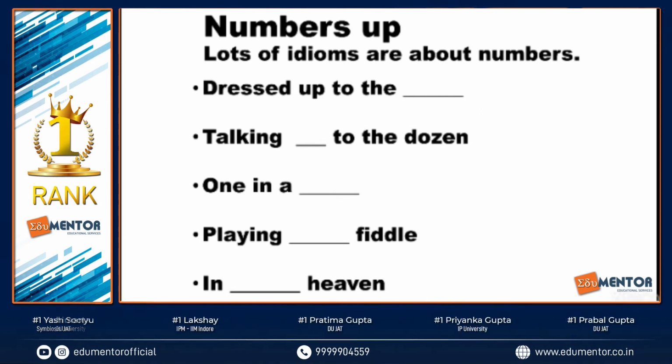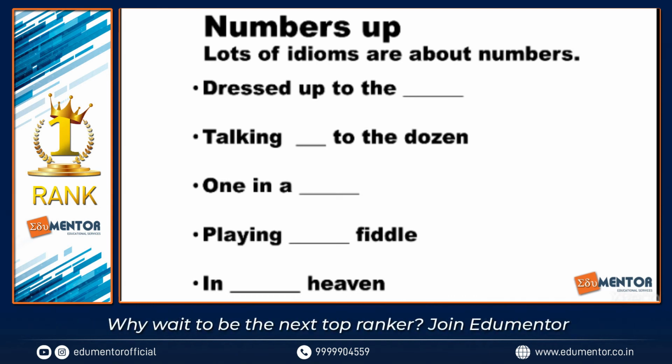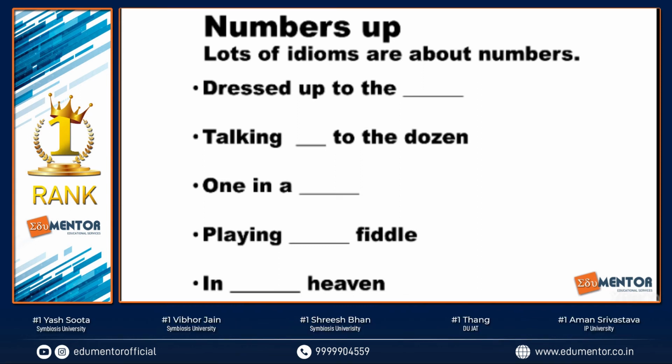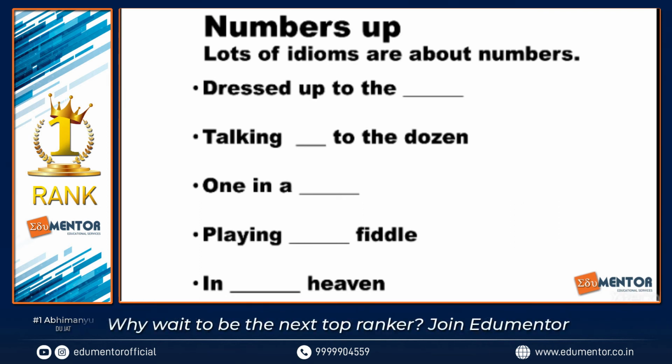Okay, so we have talked about food, we have talked about numbers. Now we are going to be talking about idioms that have animal references. These are the animal related idioms. The first one we've already discussed. It's raining cats and dogs, meaning it is raining very heavily.